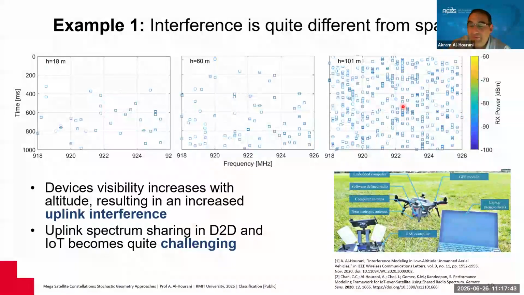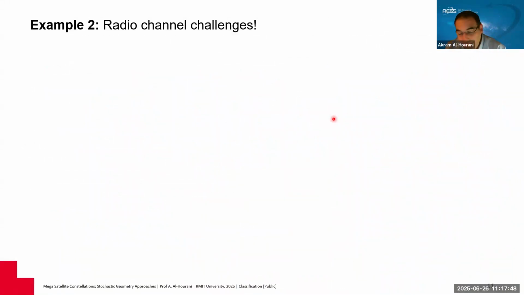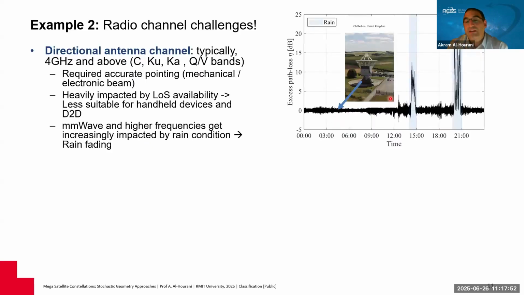So there will be enormous interference towards the satellite. Another example of the challenges are the radio channel conditions. This is an actual recording from a site called Chilbolton in the United Kingdom. The data is available publicly.